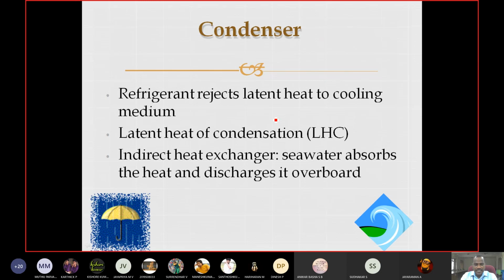Then we can have the condenser. The refrigerant rejects latent heat to the cooling medium, the chiller. The latent heat of condensation will be removed. Indirect heat exchangers may be used. An example of an indirect heat exchanger is seawater absorbing the heat and being discharged overboard, right?